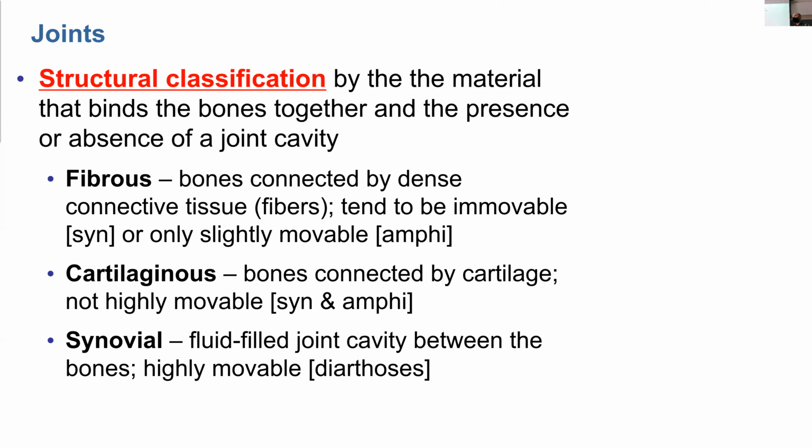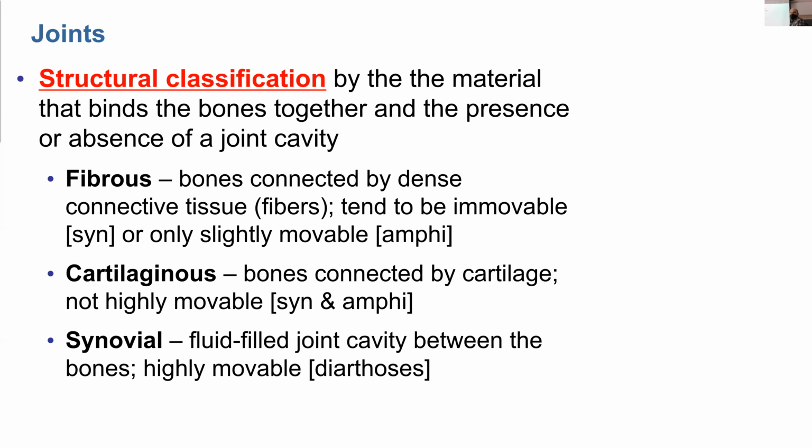Another great example is your long bones. Those epiphyseal plates, those growth plates in your long bones, are cartilaginous joints while you're developing, because technically there are two parts of the bone there that are brought together by cartilage. But once you stop growing, once you reach maturity, those joints fuse and that joint essentially goes away.